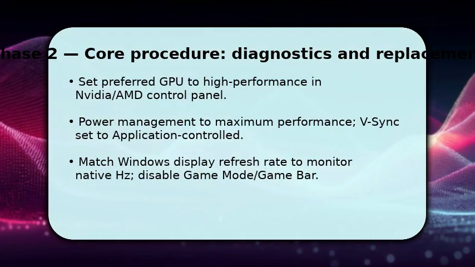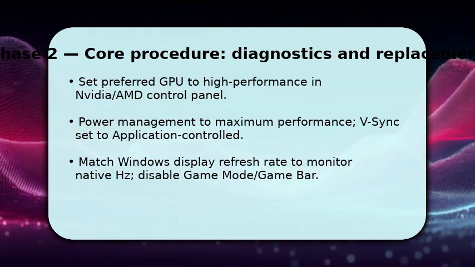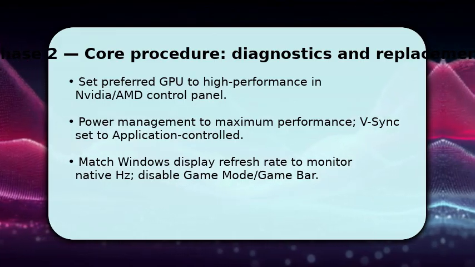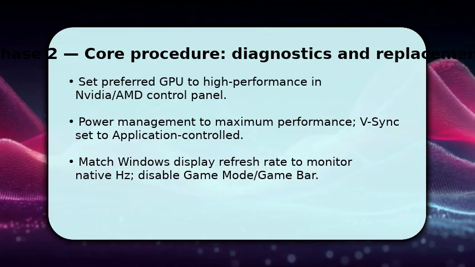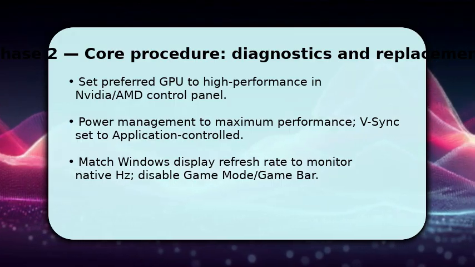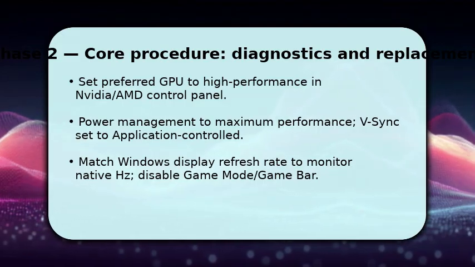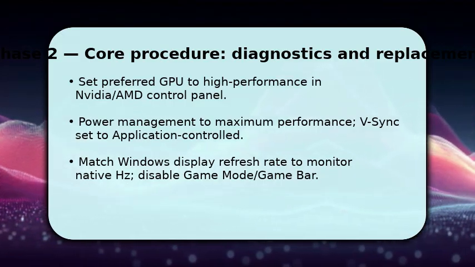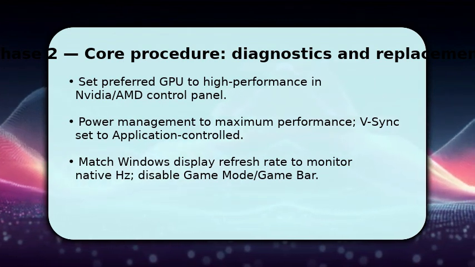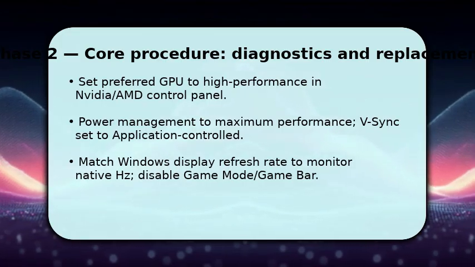Now configure the GPU so Roblox runs consistently. Open your NVIDIA or AMD control panel and set the preferred GPU to high performance for Roblox Player Beta.EXE. This stops GPU switching that can cause frame drops. Make power management maximum performance so clocks don't fluctuate, and set VSync to application controlled to avoid compositor tier. Also make sure Windows display refresh rate matches your monitor's native Hz. And disable game mode and the Xbox game bar so the OS won't inject overlays or change rendering paths.